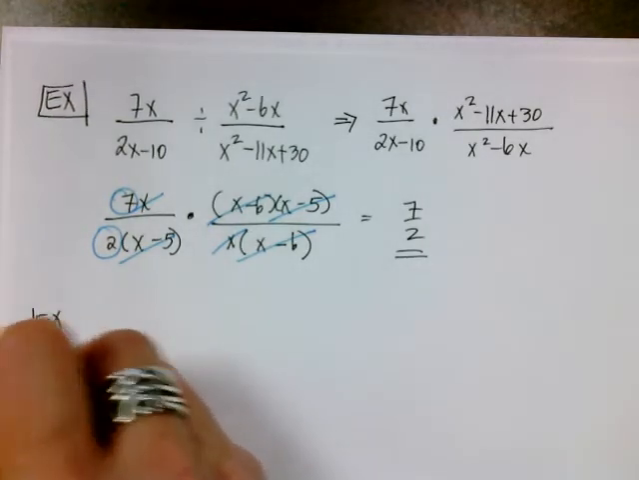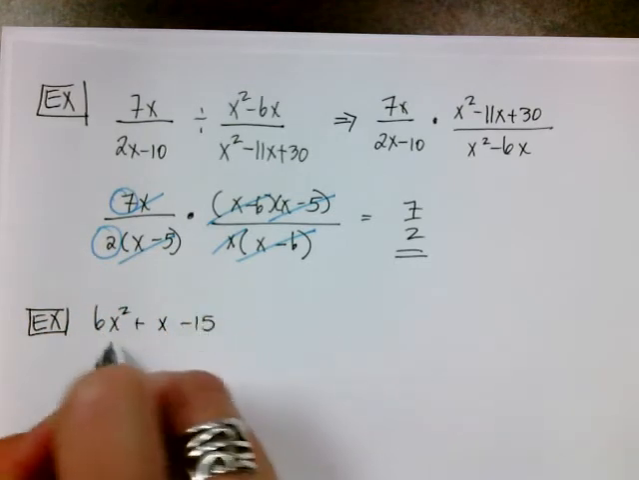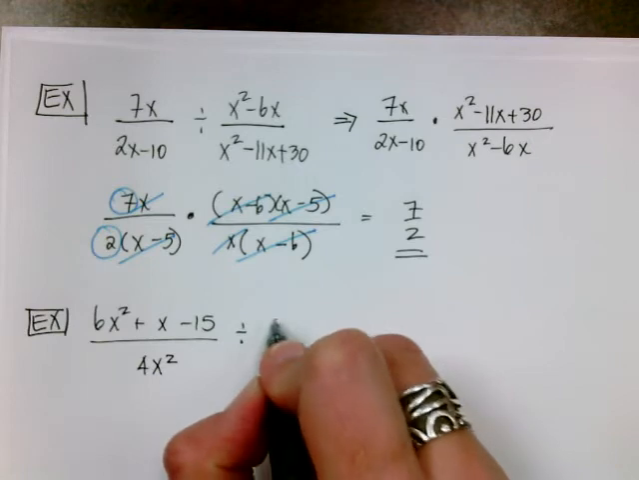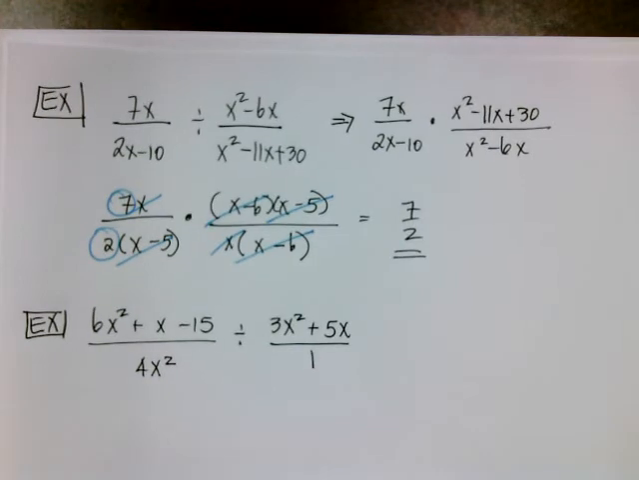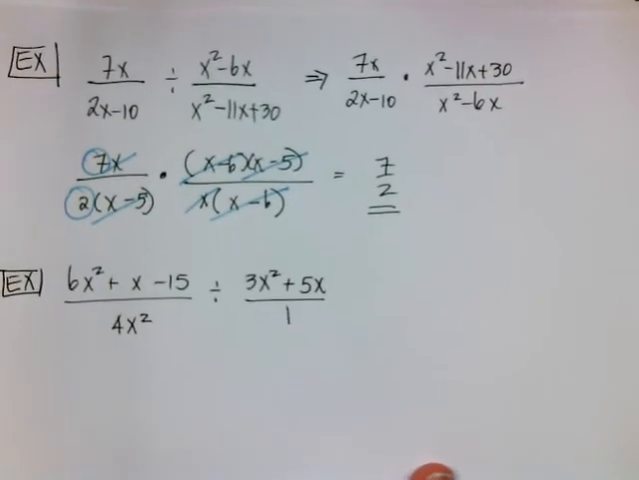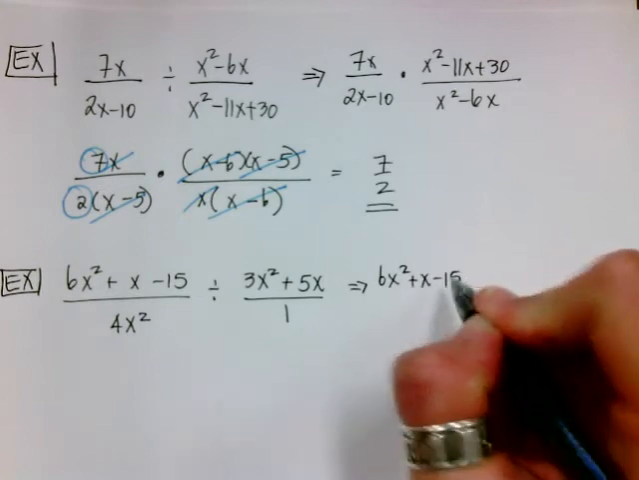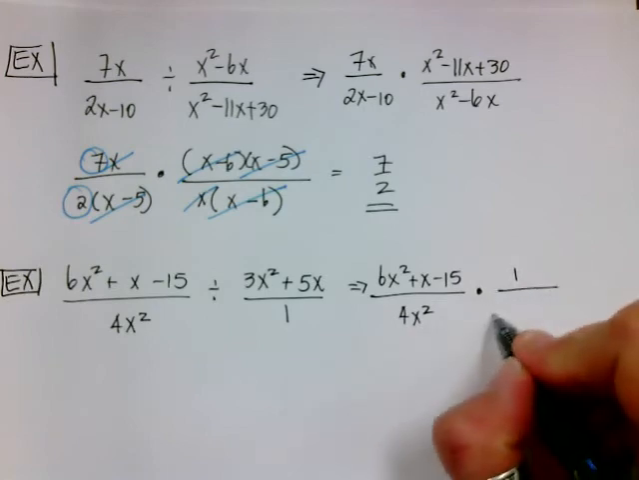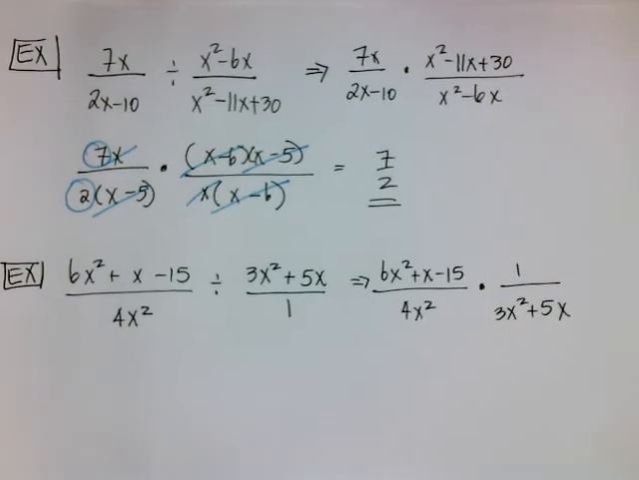All right, I have one more example. I have 6x squared plus x minus 15 divided by 4x squared, and then I'm going to divide that by 3x squared plus 5x. Notice that even though it didn't have a denominator, we can put it over 1, and that makes our math seem better. So now I'm going to flip my second fraction. So I have 6x squared plus x minus 15 over 4x squared, and I'm going to multiply by 1 over 3x squared plus 5x.